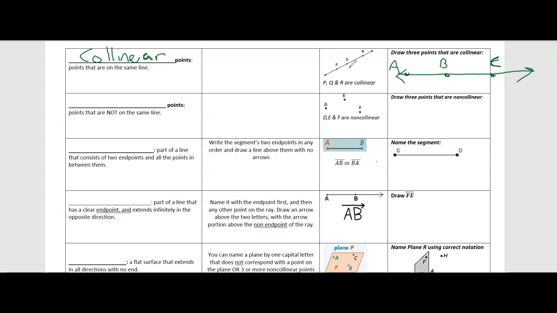And of course, a line, as we talked about up above, is made up of an infinite amount of points. So you could technically come up with an infinite amount of points that are collinear because all lines have an infinite number of points.